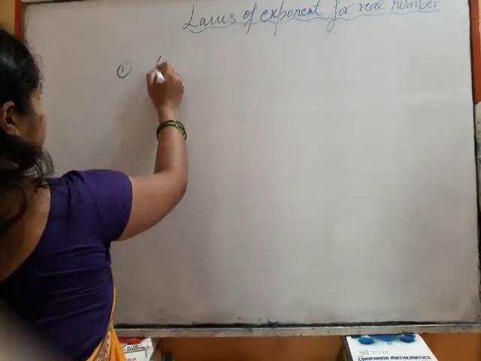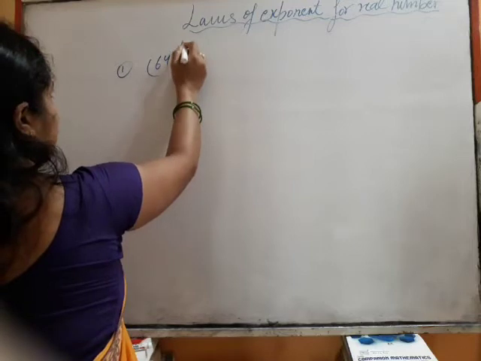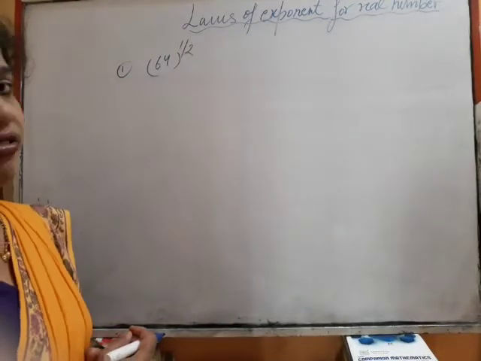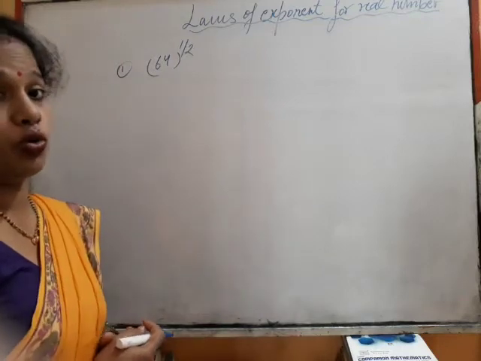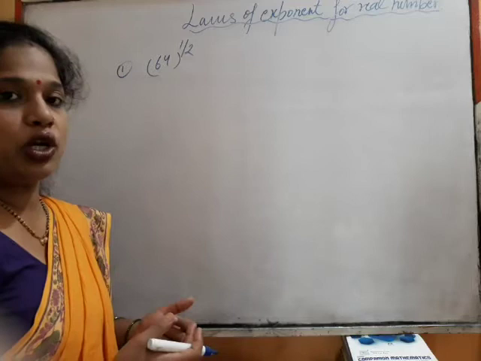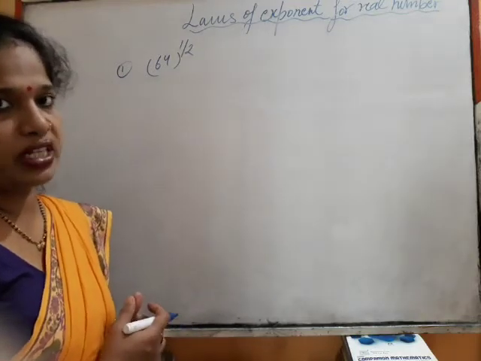Question number 1. 64 raised to the power 1 upon 2. What will be its value? 64 raised to the power 1 upon 2. We have to find its value. That means the smallest or the simplest form of this number.